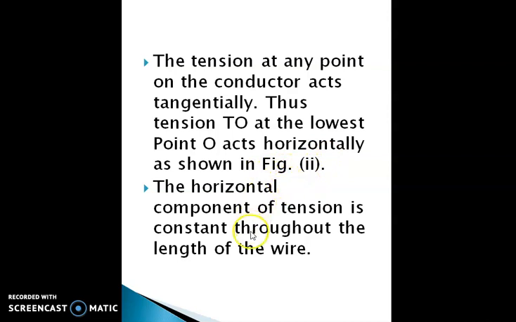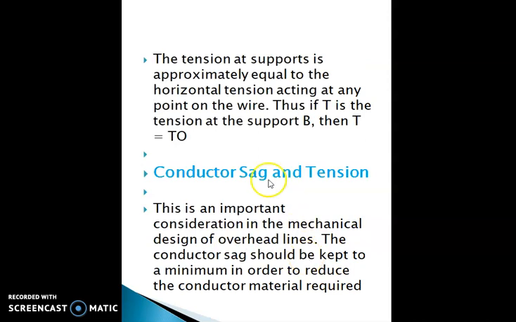The horizontal component of tension is constant throughout the length of the wire. The tension at the supports is approximately equal to the horizontal tension acting at any point on the wire. Thus, if T is the tension at the support B, then T is equal to T0. The conductor sag and tension are important considerations in the mechanical design of overhead lines.